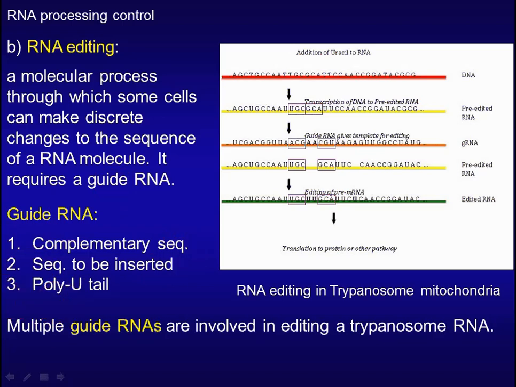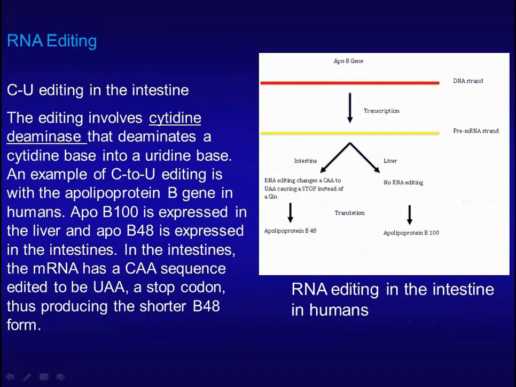For example, this is RNA to be edited, and this is the guide RNA. Guide RNA carries 2 extra A. After editing, the RNA carries 2 extra U inserted between C and G. In human enterocytes, ApoB gene carries CAA in the middle of the original RNA sequence.